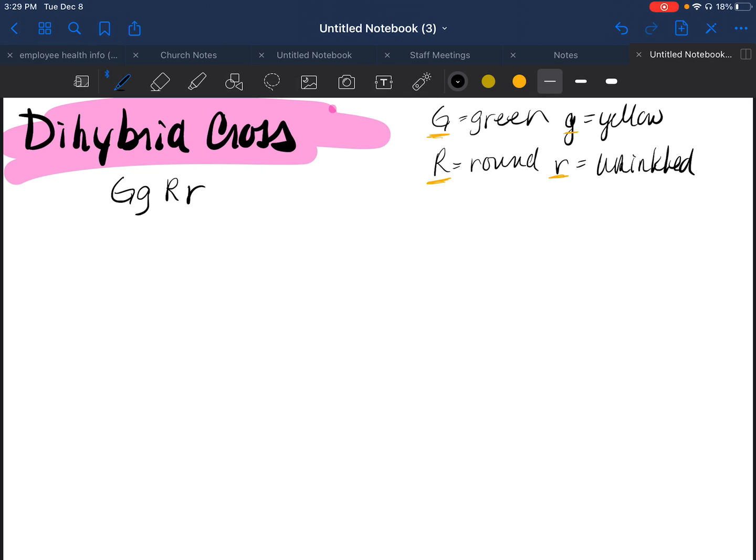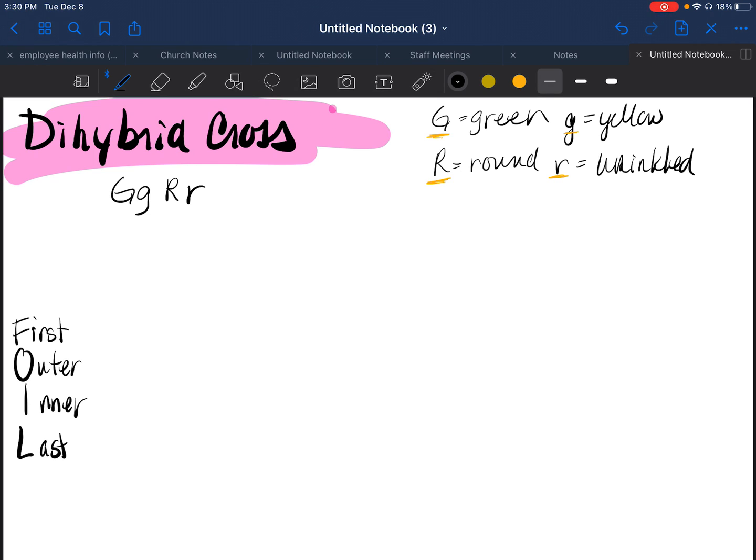Now, when you are trying to figure out what possible gametes an organism can have from a parent, with a dihybrid cross, you're going to use the FOIL method. Who remembers the FOIL method from algebra? You're going to do first, outer, inner, and last, and you're creating the gametes.